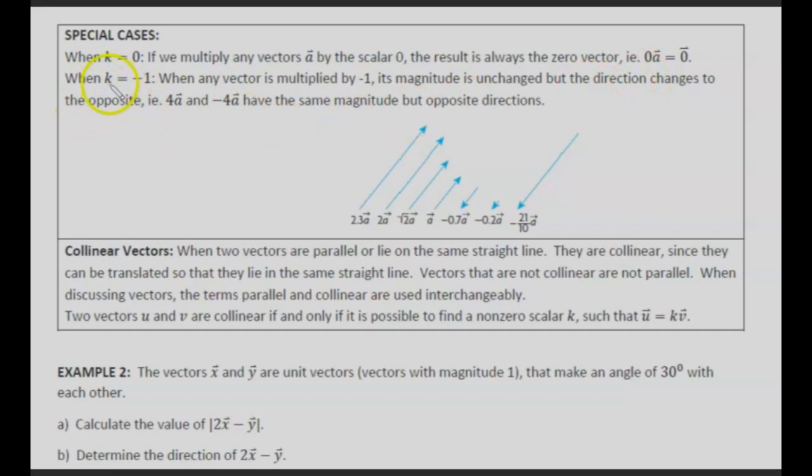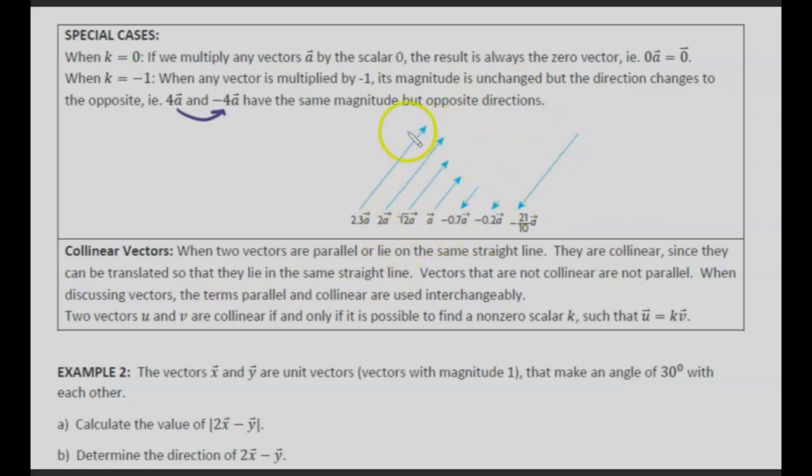And when k equals -1, here's another special case. When any vector is multiplied by -1, its magnitude is unchanged, but the direction changes to the opposite. So 4 times vector a would just now be -4 times vector a. Same magnitude, opposite directions.